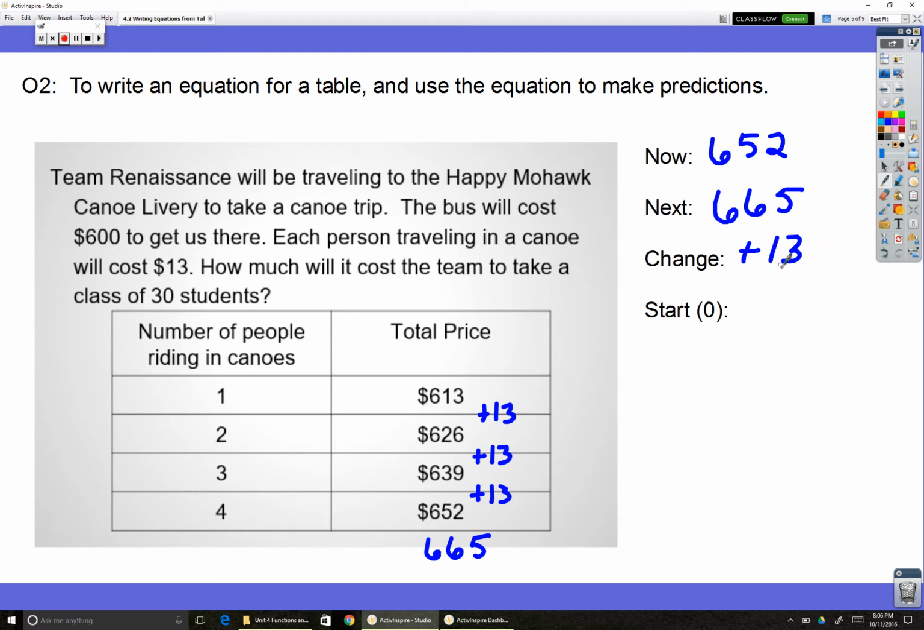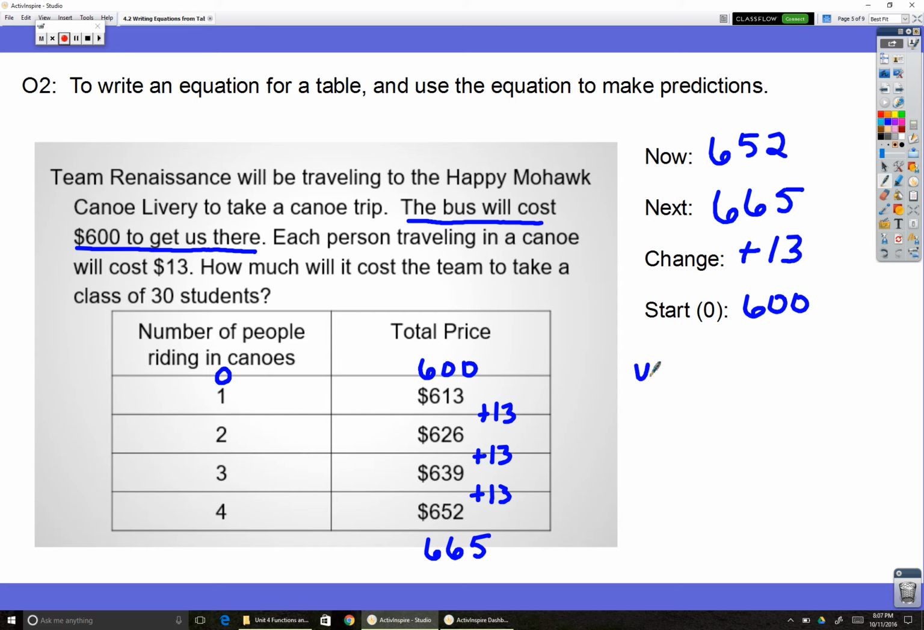And start is what would happen if we had 0 people. So if we go back to 0, we're going to subtract 13 to get from this value to the previous value. We get a value of 600. So our start is 600. And it actually tells us that in our original problem. It says the bus will cost $600 to get us there. So it's saying we're paying $600 for the bus, plus we're paying $13 per student.